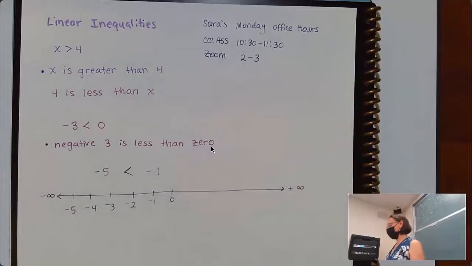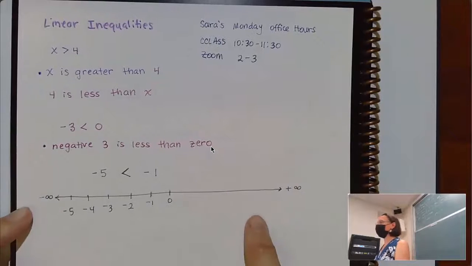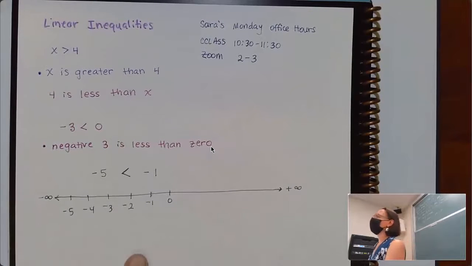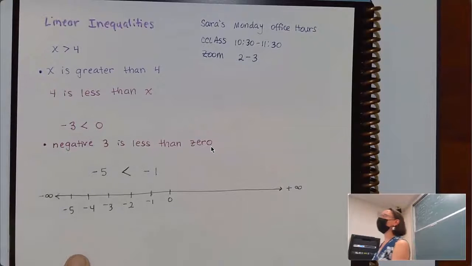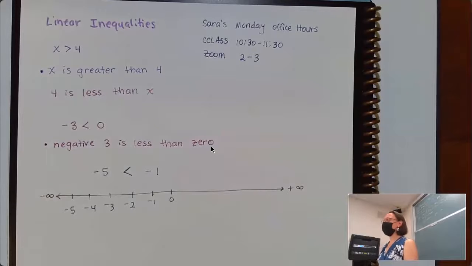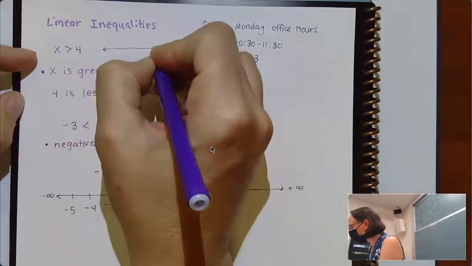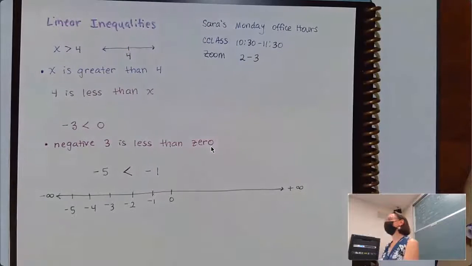Okay, good times. Let's talk a little bit about this number line. You do not need to draw in a whole bunch of little tick marks. You do not need to draw in a whole bunch of numbers. You don't even need to put 0 on the number line. If I said something like X is greater than 4, and I wanted you to graph that on a number line, the only thing I need to see is 4. And then a direction that X is headed.